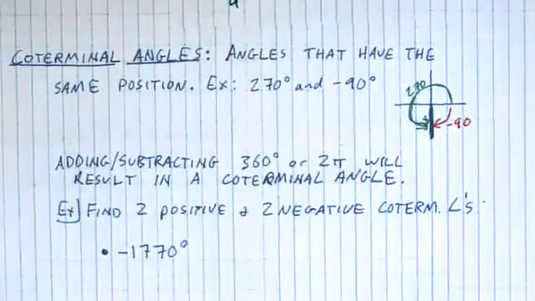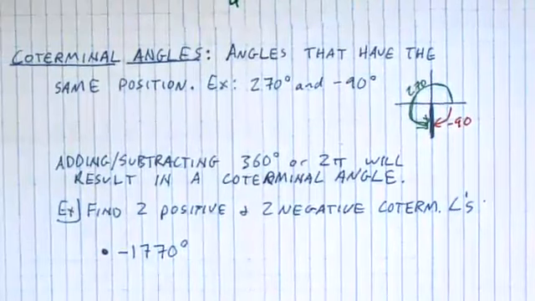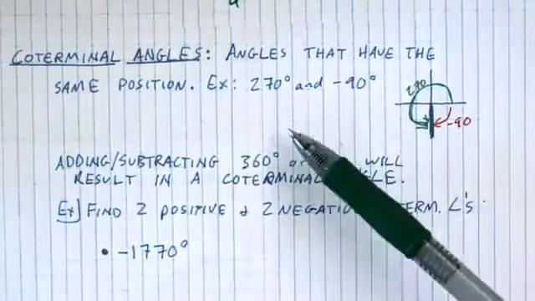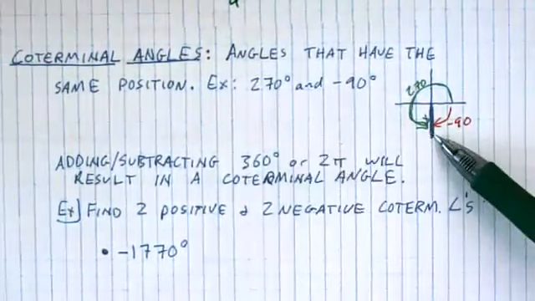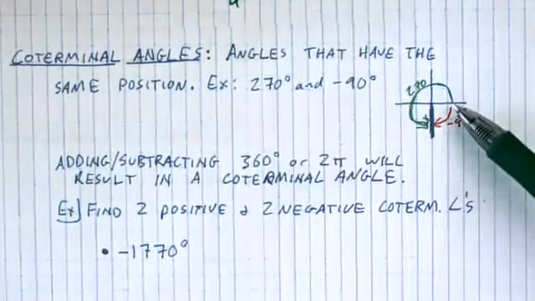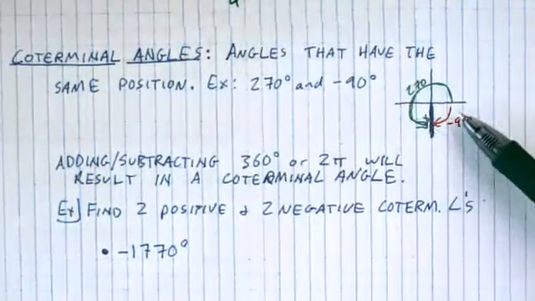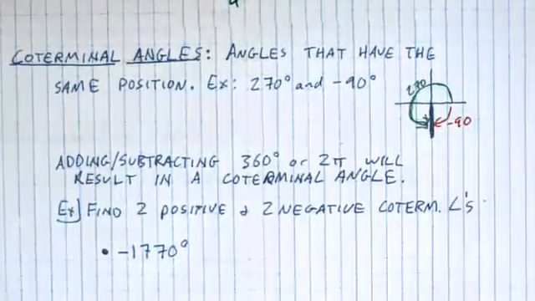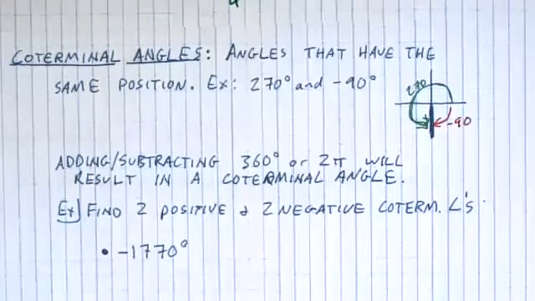Coterminal angles: the idea that if 2 angles have the same position, then they're called coterminal angles. An example would be like 270 and negative 90. If I rotated positive 270, I'd get to right here. If I rotated negative 90, I'd end up at the same place. 270 and negative 90 are not the same angle, but they have the same position, so they are coterminal angles. So not equal to each other, because negative 90 is not equal to 270. But if you were to graph their positions, you would end up at the same spot.